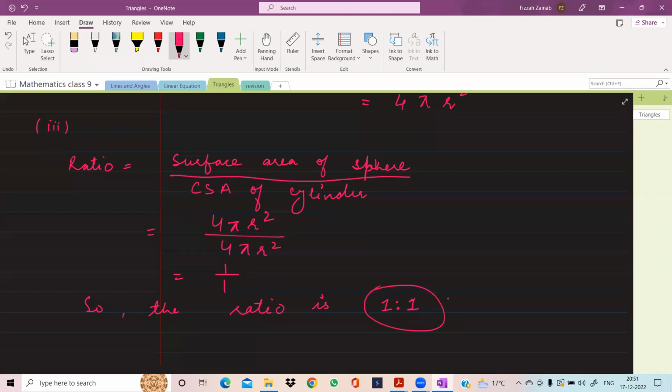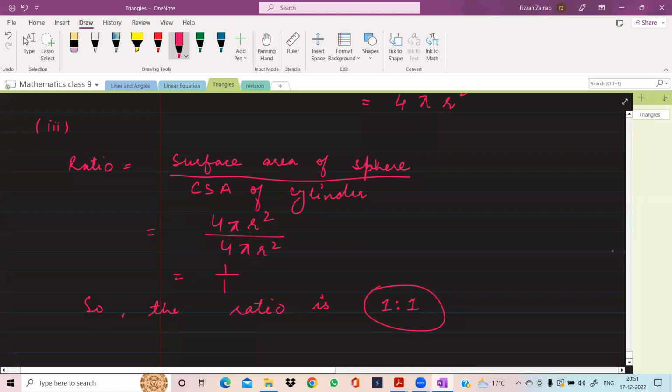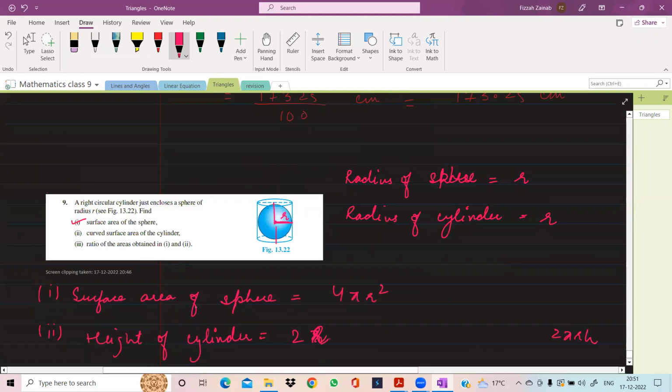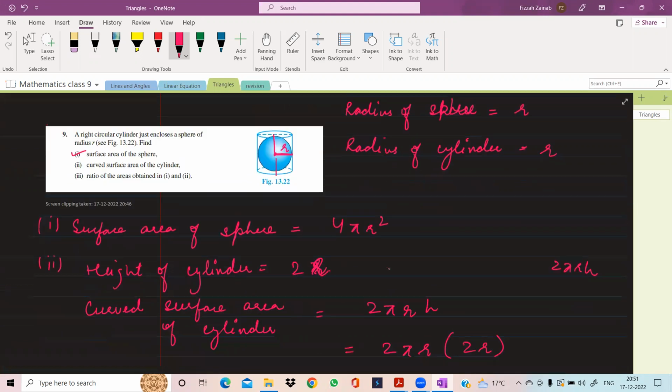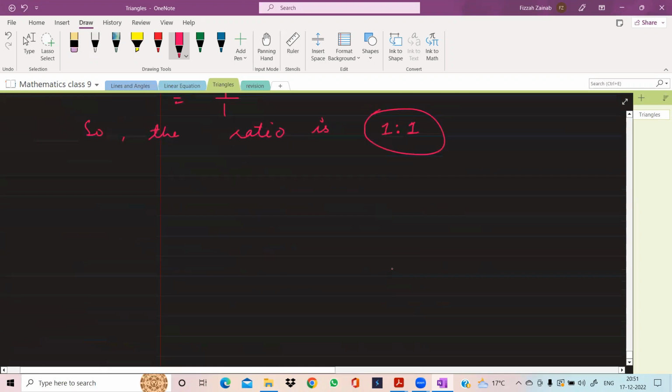What is the meaning of this? 1:1 means in this figure, if you enclose a sphere like this, it exactly fits the cylinder. So in this case, the curved surface area of the cylinder will be the same as the curved surface area of the sphere. Understand? That's the meaning. So both the surface areas are the same.